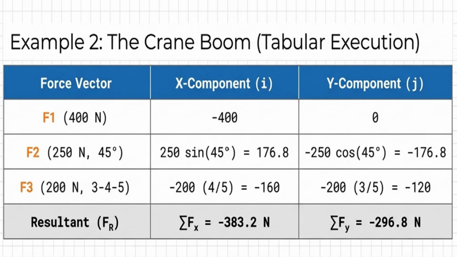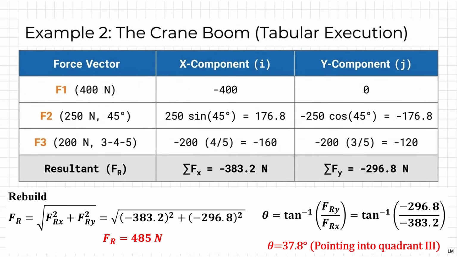And here's the final result after we apply that same process. We resolved each force using our slope triangle trick for F3. Then we summed up all the components. Notice how a lot of the components are negative based on their direction, which leads to a total x force of negative 383.2 newtons and a total y force of negative 296.8 newtons. Finally, we rebuild with Pythagoras to get our final resultant force of 485 newtons. The process is exactly the same, just a slightly different way of getting the components.